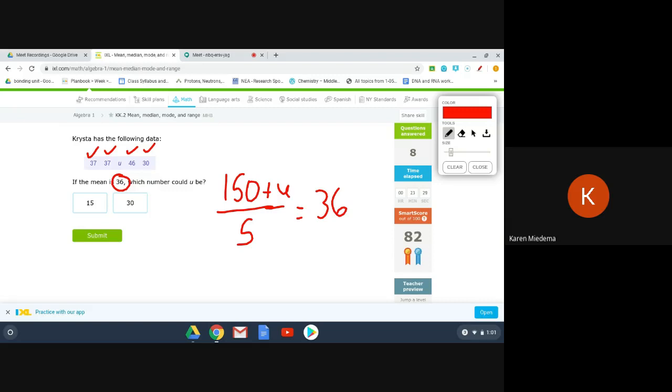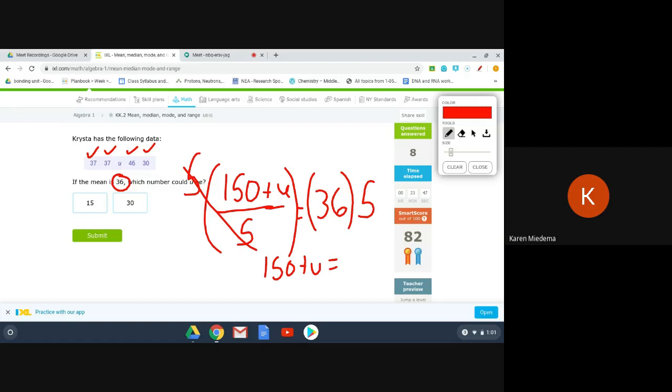However, you could also solve this like you would an equation and get your answer that way. To solve this equation, you would multiply each side by 5 to get rid of the denominator. That would give you 150 plus u equals 180. And then you could subtract 150 from each side. And that would give you u equals 30. So that's a way that you could actually solve these problems.